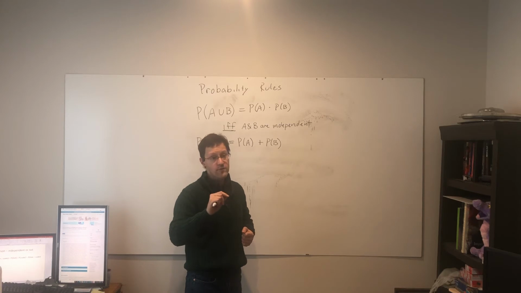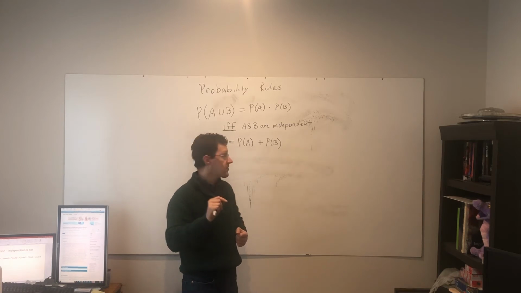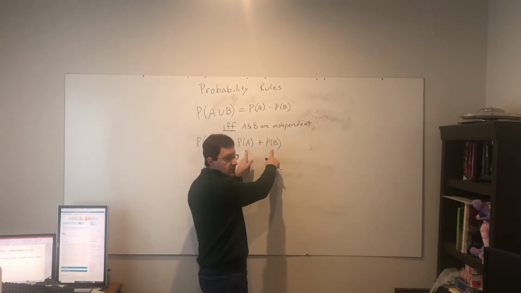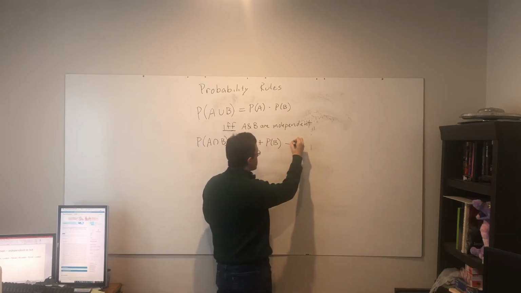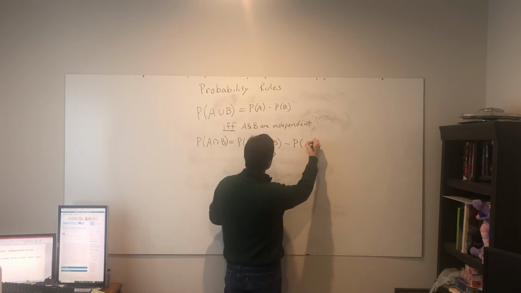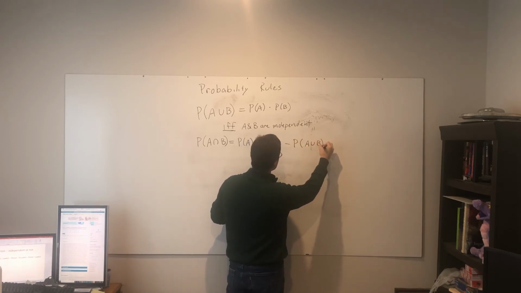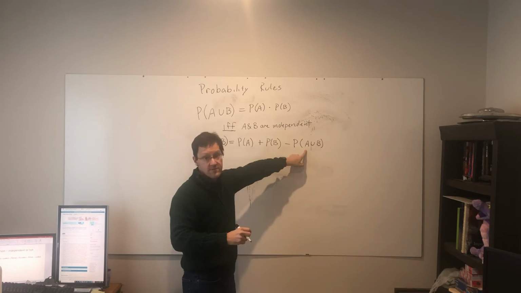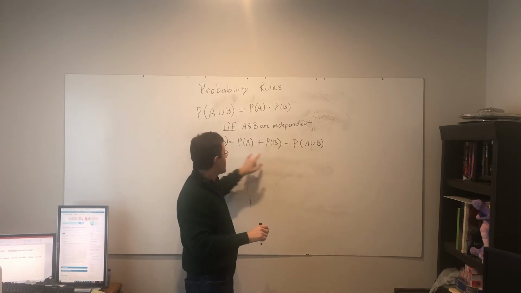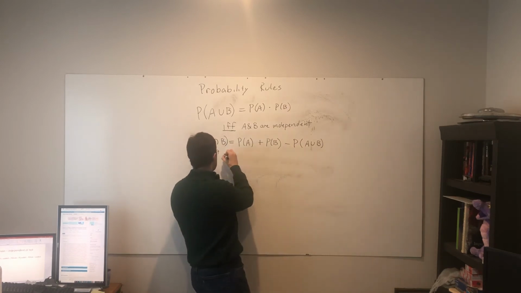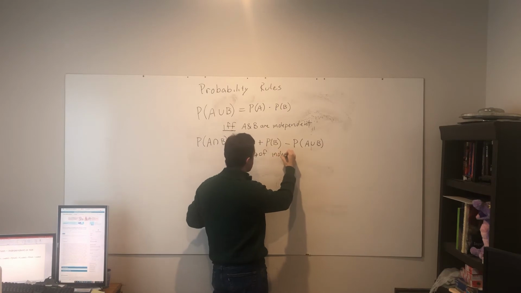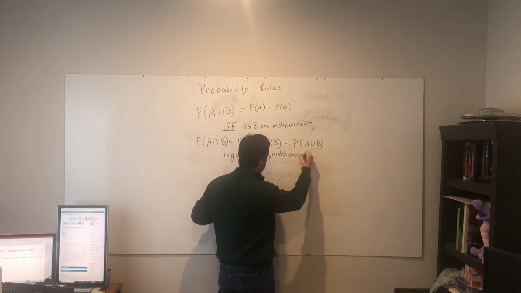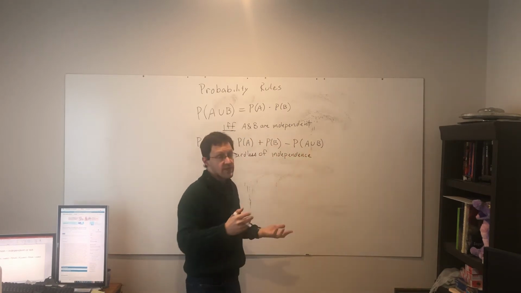We have to account for that case where both of them happen at the same time, and basically that combined event is double counted. So I have to subtract off the union. This is true regardless of independence.